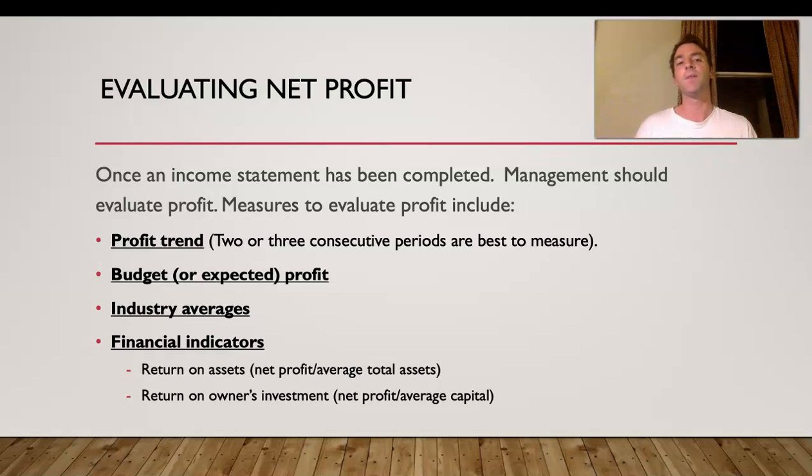Once we've made our income statement, we've worked out our profit, it is now time to do the hard work of actually evaluating. What does it mean? Because as accountants, we don't just make reports, we give advice to people. The management, or we as accountants, should evaluate the profit, and the ways to evaluate the profit include looking at the trend. Is our profit going up or down across certain months or years? Is it close to what we expected or budgeted it to be? Is it above or below what our competitors, so the industry averages, are getting? And then we might, in year 12, so this is a more year 12 thing, look at something called a financial indicator.